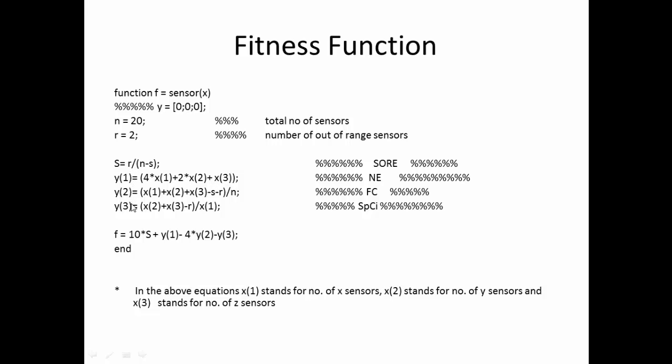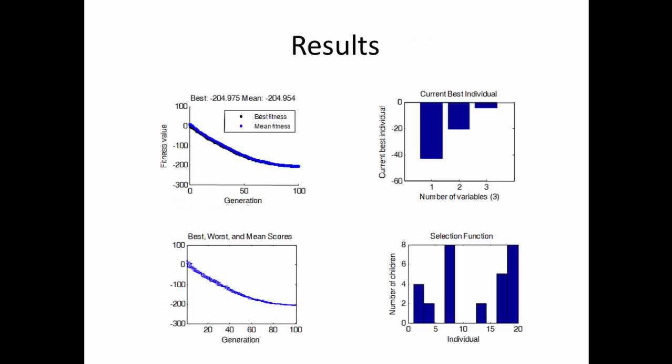These are the four equations which represent our four optimization parameters, and you combine all these four equations over here in our fitness function to get our final fitness values. Here are some of the results. For example, we have the best fitness and mean fitness values, current best individual, best, worst and mean scores, and selection functions.